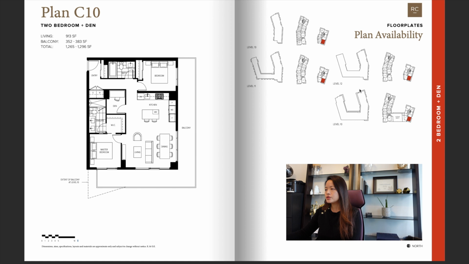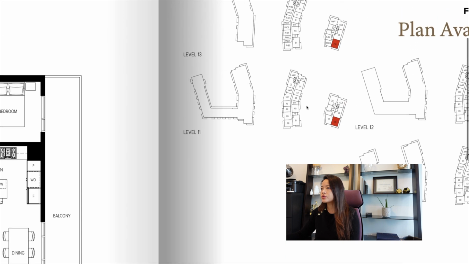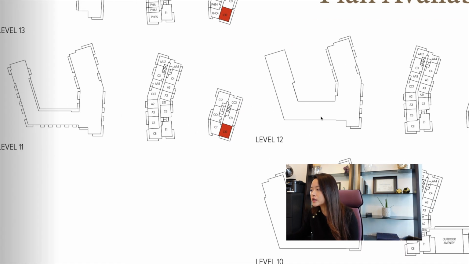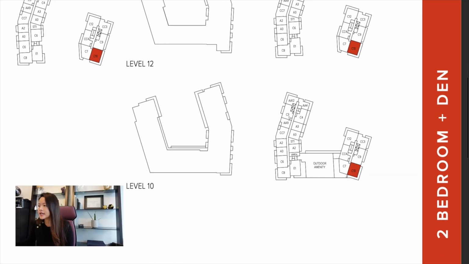Now let's go back to the floor plate. I just want to show you how to read the floor plate. Let's zoom in a little bit more and let's take a look at level 10. So level 10, you can see this particular floor plan is highlighted. So C10 is a corner 2-bedroom plus den. And from here, you can see where it's located in this part of the building.